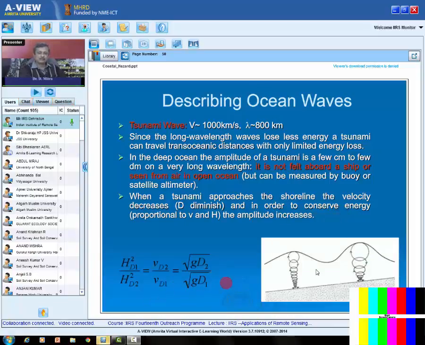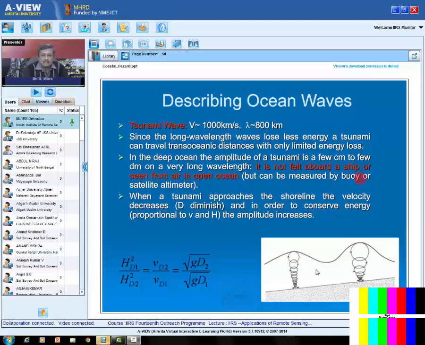This is the equation from which you can find out how, with decreasing velocity, the wave height or wave amplitude increases. This is mainly because near the coastal area the bathymetry decreases and the waves start feeling the bottom. Because of this, the waves become more compressed, the wave height increases, but the wavelength becomes smaller and smaller. Velocity is definitely reduced quite a lot, but the energy remains constant. So that is why it is written that it is not felt aboard a ship at sea or seen from the air in the open ocean. You will not be able to understand it.